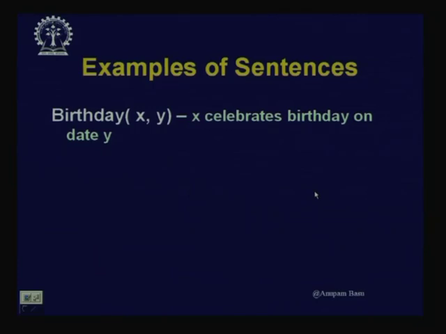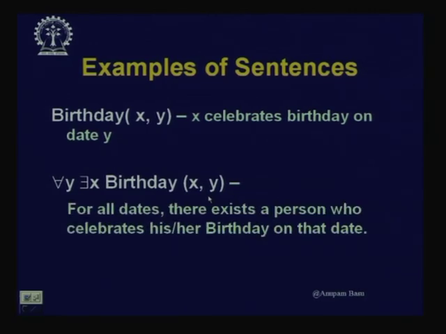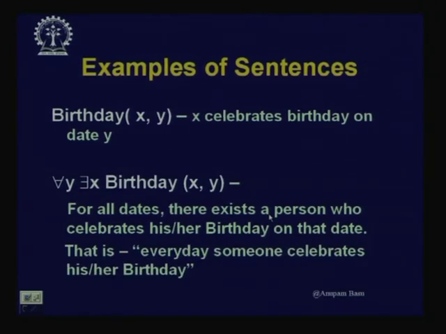So, here we can see that x celebrates birthday on date y, and what does it mean? That is for all y, that means for all dates, all possible dates, there exists some person who has got a birthday on that date. Now, if I express this in English, then it would mean that for all dates there exists a person who celebrates his or her birthday on that date. Okay. That is, every day someone celebrates his or her birthday.